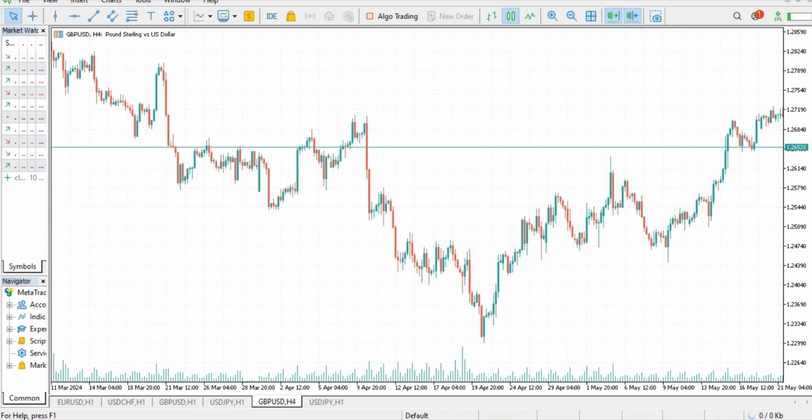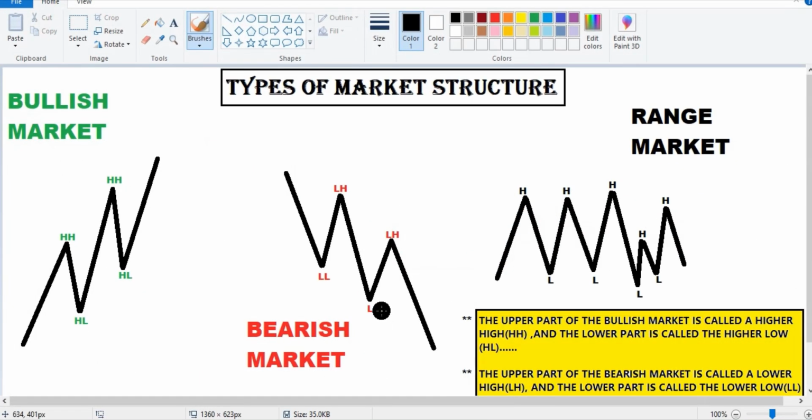So now today we'll be dealing with types of market structure, all right? The bullish market structure, the bearish market structure, and the range market structure. I talked about it, but today we're going to go more into detail about how these markets operate and how they are being traded. So, first things first, let's start with the bullish market.